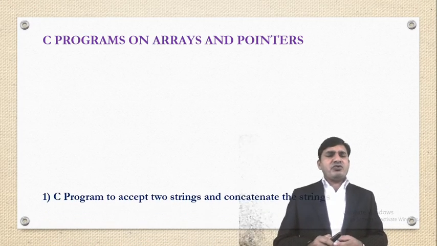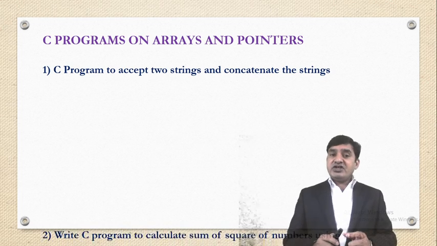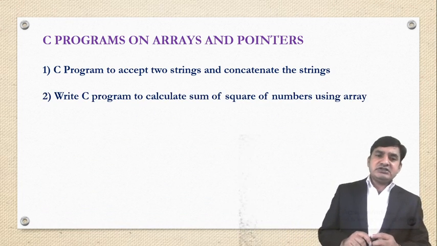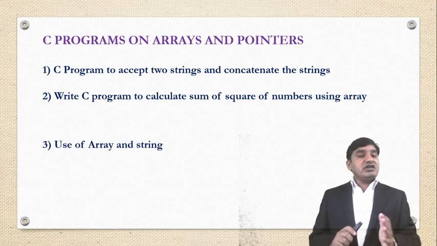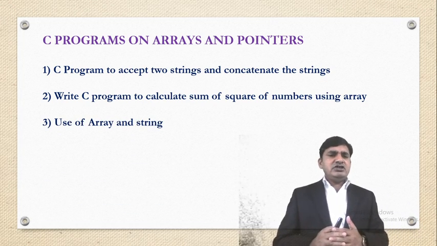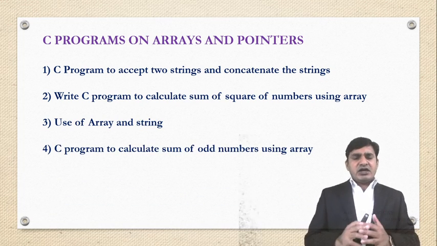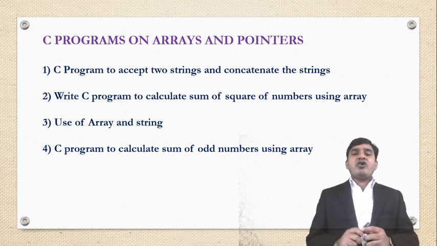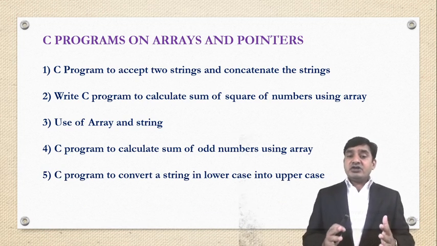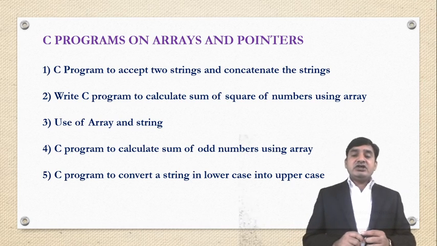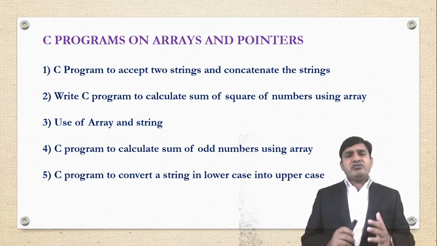Our first C program is a program to accept two strings and concatenate the strings. Second program is a C program to calculate the sum of squares of a number using array. Then third program is use of array and a string. Then fourth program is a program to calculate the sum of odd numbers using array. Fifth program is a program to convert a string from lowercase into uppercase. Okay, so all these programs we have to see one by one.